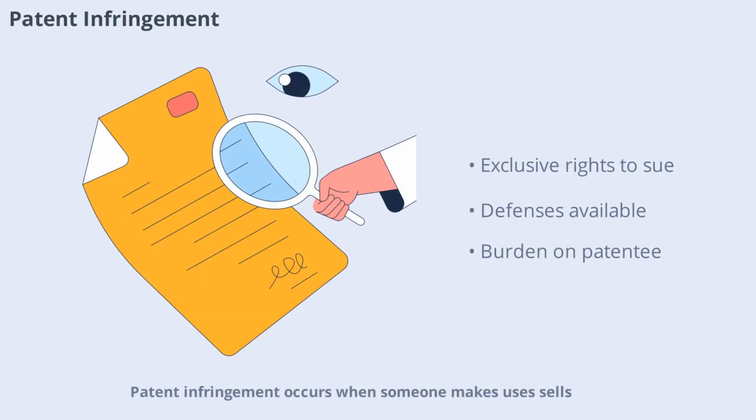Patent infringement occurs when someone makes, uses, sells, or imports a patented product or process without consent. The Patents Act vests patentees with exclusive rights to sue for infringement. Defendants can challenge the validity of the patent, argue non-infringement, or invoke exceptions. The burden is on the patentee to prove validity and infringement, ensuring fair adjudication.